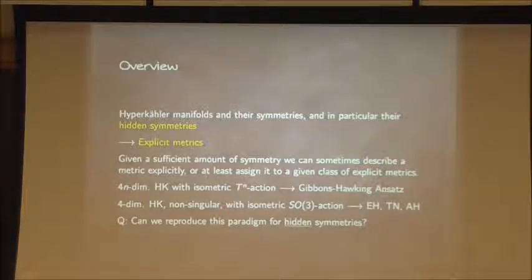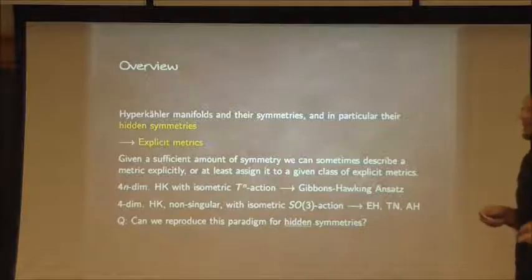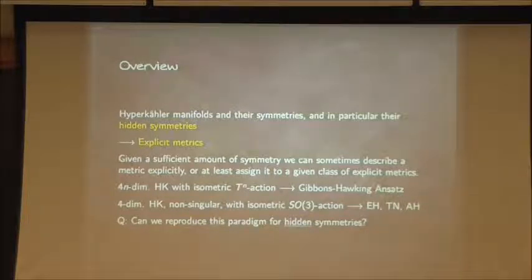Another example would be, for instance, if you have a 4-dimensional non-singular Hyperkähler space with isometric SO(3) action, then the metric is one of the three: Eguchi-Hanson, Taub-NUT, or Atiyah-Hitchin. Now, Eguchi-Hanson and Taub-NUT are of Gibbons-Hawking type, the Atiyah-Hitchin metric is not. What is perhaps less well known is that the Atiyah-Hitchin metric has a hidden symmetry.